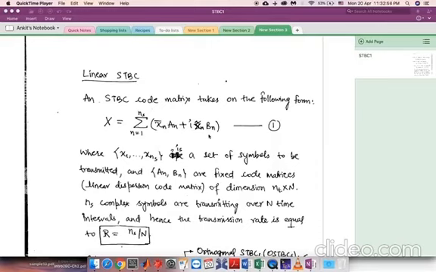A_n and B_n are fixed code matrices of dimension Nt cross N, and Ns is the total number of symbols transmitted over the N time intervals. This capital N represents the total time interval, Nt is the number of transmit antennas, and Ns is the number of symbols. So it means we are transmitting Ns symbols over N time intervals, which is equivalent to the rate, right?